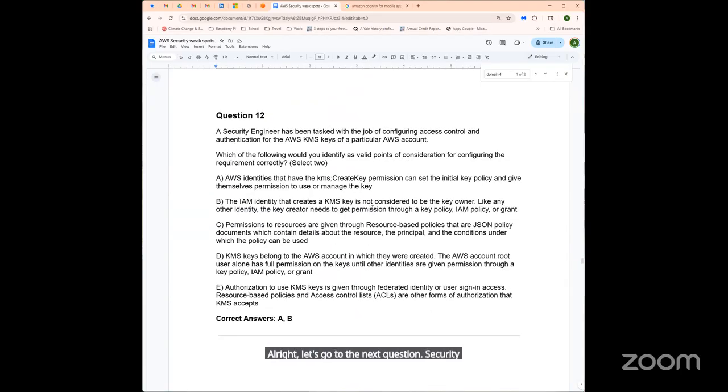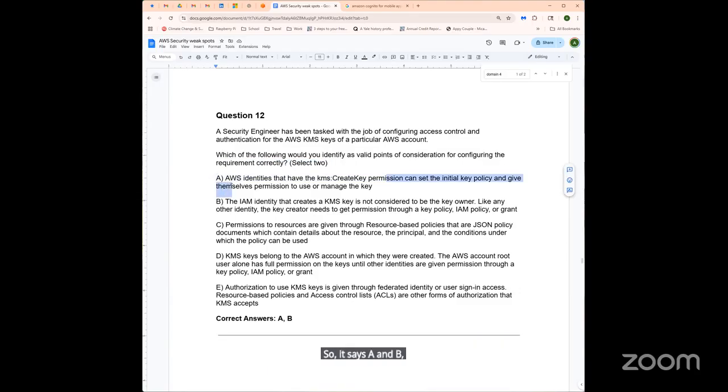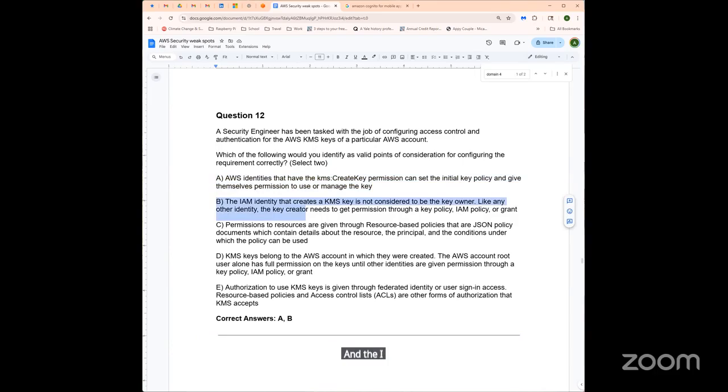Security engineers have been tasked with configuring access control and authentication for the AWS KMS keys of a particular account. Which of the following would you identify as valid points of consideration for configuring the requirement correctly? So it says A and B. AWS identities that have the KMS create key permission can set the initial key policy and give themselves permission to use or manage keys. That's correct. And the IAM identity that creates a KMS key is not considered to be the key owner. Like any other identity, the key creator needs to get permission through a key policy, IAM policy, or grant.